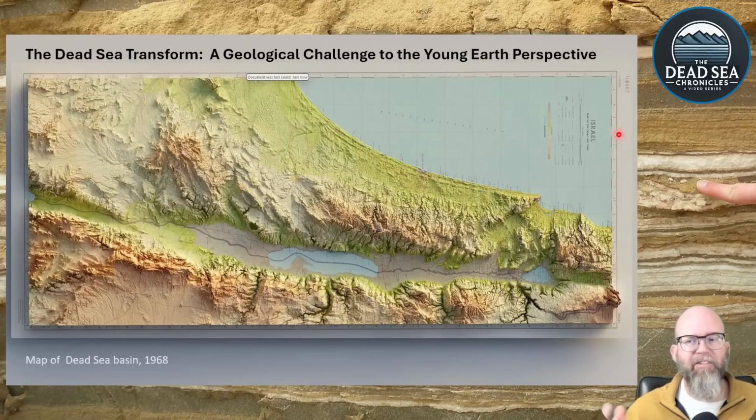We have the offset of material on either side of the fault for many, many miles, suggesting this fault has been active for long periods of time. We're going to have thick layers of sediment in the basin we need to explain. We're going to have magnetic signatures in the rocks that point to their experiencing changes in magnetic fields over millions of years. Right? All these things are going to fit an old Earth view and present a very significant challenge to the young Earth view.